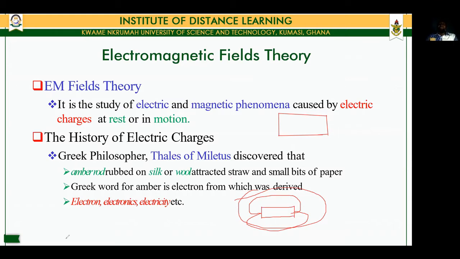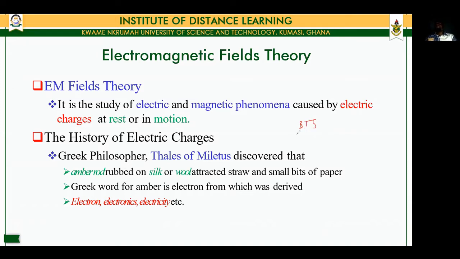Practically speaking, a field is the kind that is created by a BTS, or base transceiver station. Your mobile phone is able to connect to a network because you are within the field of this BTS, if I represent that by a big antenna like this. So this antenna will create a field around it. If you are within that field, you will receive signal from the base transceiver station.